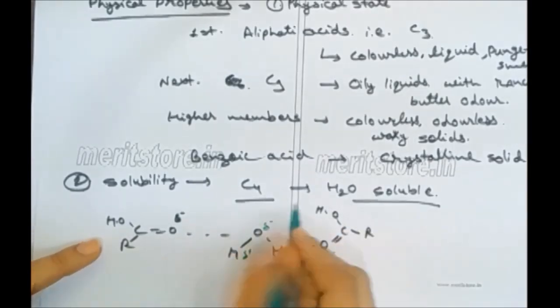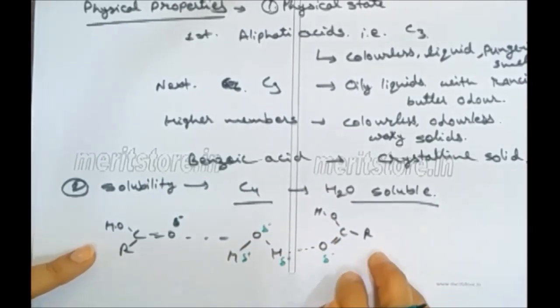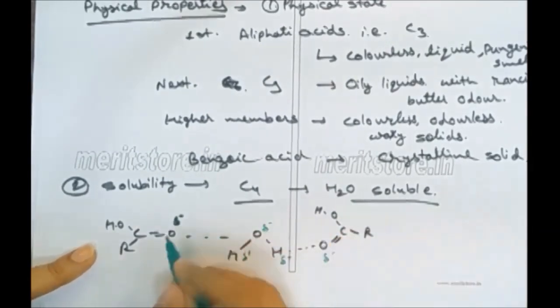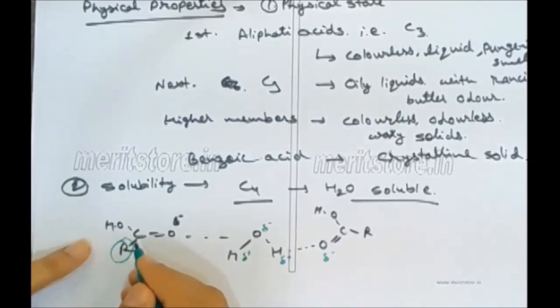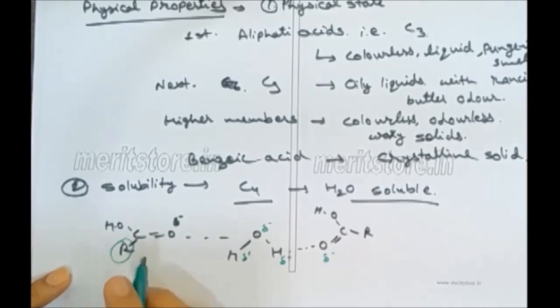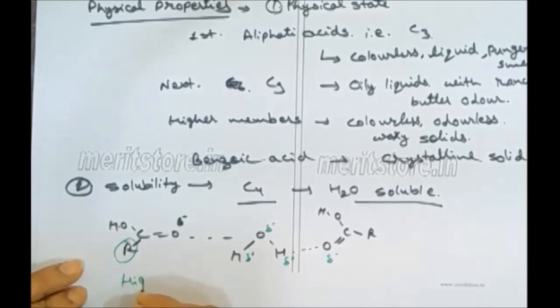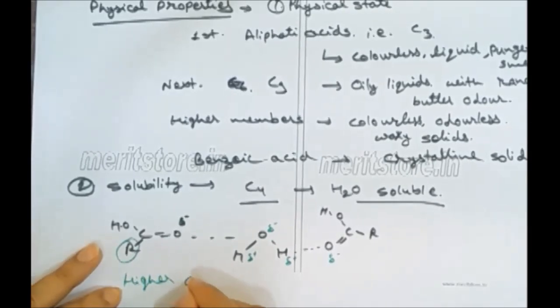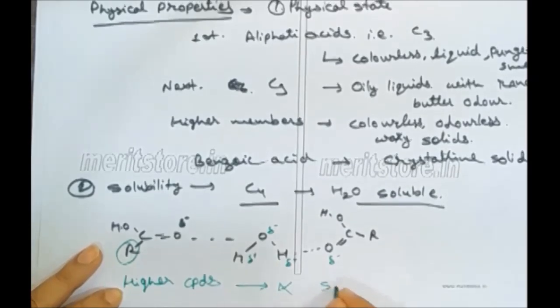So these compounds are soluble in water, but in higher compounds, the nature of this alkyl group is non-polar and its size is very big. So the higher compounds are less soluble or insoluble. Solubility is very less or insoluble.